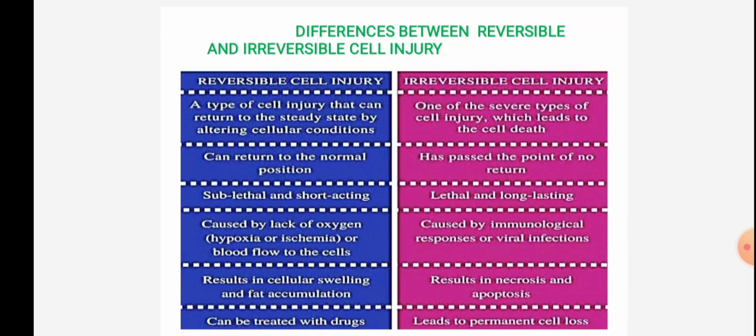Reversible cell injury is sublethal and short acting, but irreversible is lethal and long lasting. Reversible cell injury is caused by a lack of oxygen, such as hypoxia or ischemia, or reduced blood flow to the cell. But irreversible cell injury is caused by immunological responses or viral infections. Reversible cell injury results in cellular swelling and fat accumulation, but irreversible cell injury results in necrosis and apoptosis. Reversible cell injury can be treated with drugs, but irreversible cell injury cannot be treated. It leads to permanent cell loss.